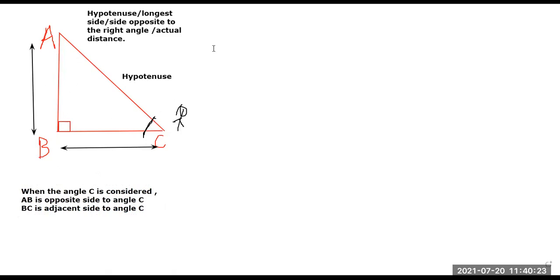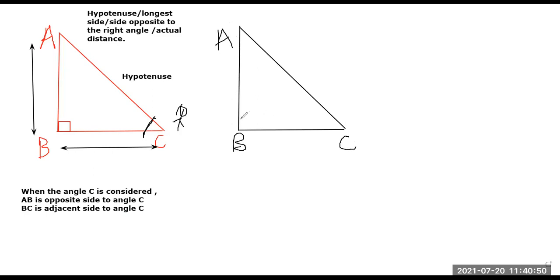Now let me draw the same figure here. I'm changing its color; it is not necessary to draw with the same color. Now I have drawn the same figure here, and the labels of the vertices are the same. The right angle is also at B only. A and C are at the same places. Now in this case, the person is standing at point A, maybe sitting on the top of a tree or on the top of a building somewhere.